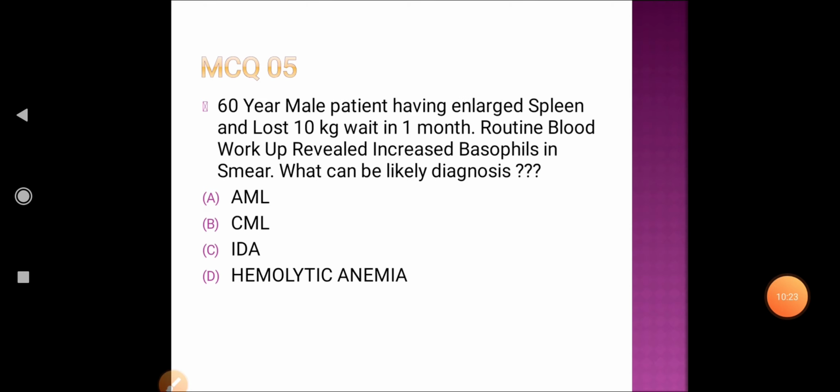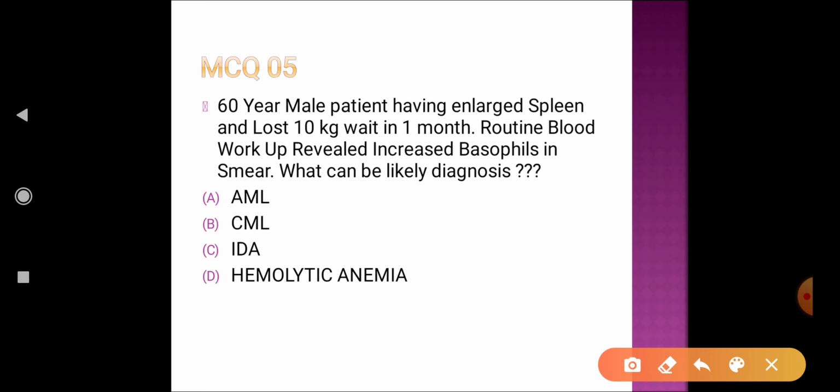Okay, now MCQ number 5. You have a 60-year-old male patient with an enlarged spleen who lost 10 kg weight in 1 month. The routine blood workup revealed increased basophils in the peripheral smear. In the differential count also, the basophils were high, around 12%. So what can be the likely diagnosis?